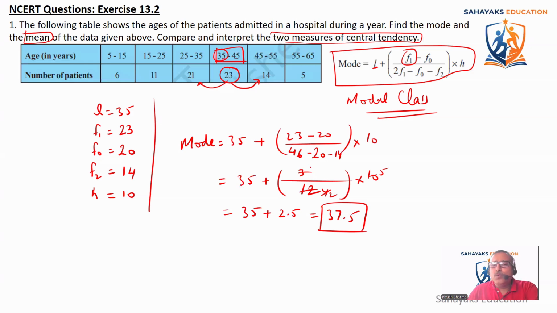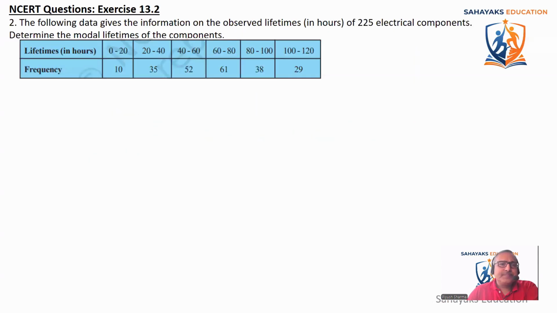37.5 is the mode value of it. Okay, so let's come to the next question here. The following data gives the information on the observed lifetimes in hours of 225 electrical components. Determine the modal lifetimes of the components. So we have to find the mode again.